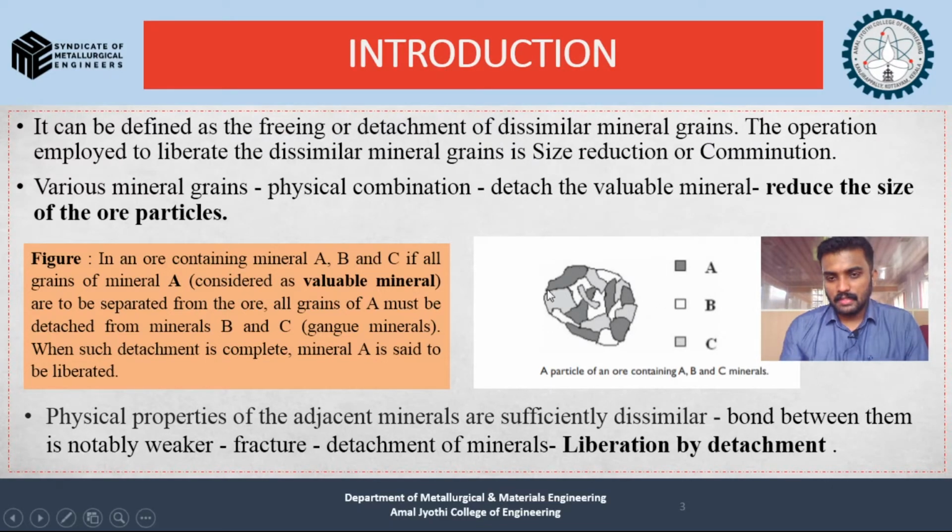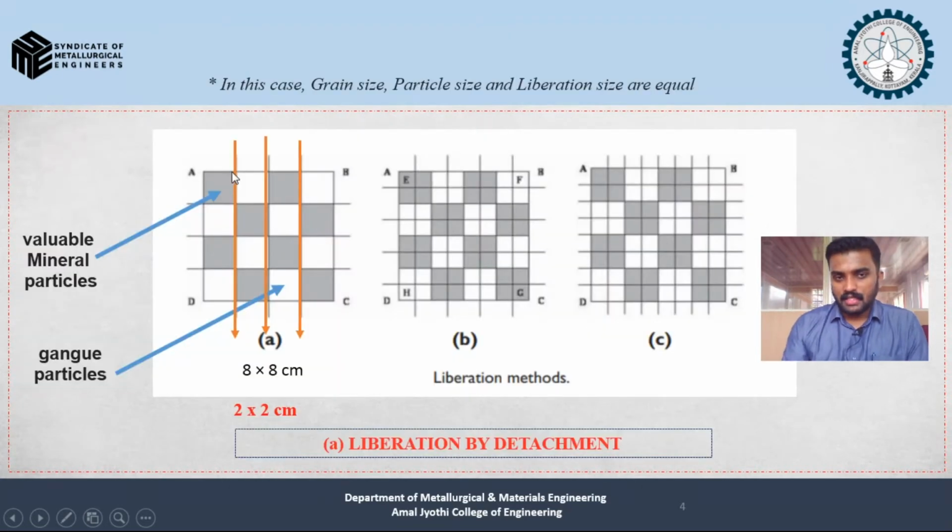In order to explain liberation by detachment, we have an ore here. This is an undefined shape. If we go for a defined shape, we can explain liberation by detachment in a much easier way. So we have an ore like this, where the dark portion denotes the valuable mineral particles, and the gangue material is shown in the white portion. We can detach this ore by the process of fracture. As we mentioned earlier, we can incorporate fracture into this ore.